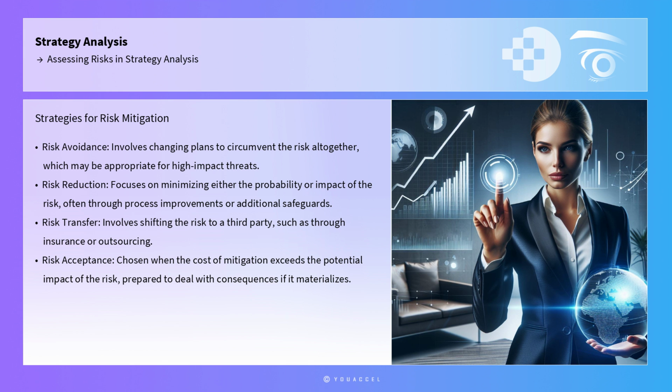Risk transfer involves shifting the risk to a third party, such as through insurance or outsourcing. Finally, risk acceptance is chosen when the cost of mitigation exceeds the potential impact of the risk, and the organization is prepared to deal with the consequences if it materializes.